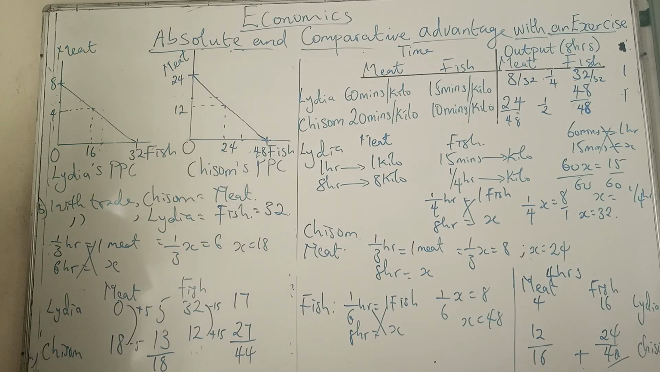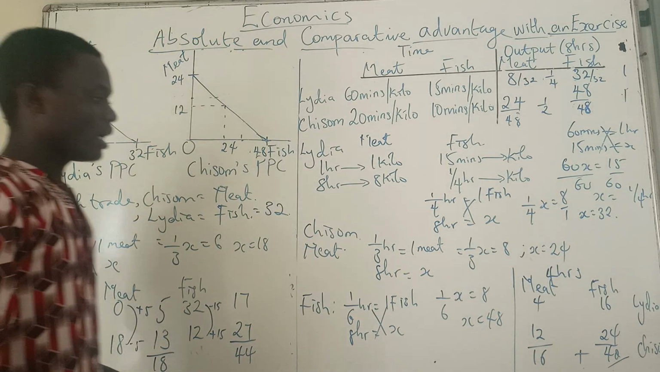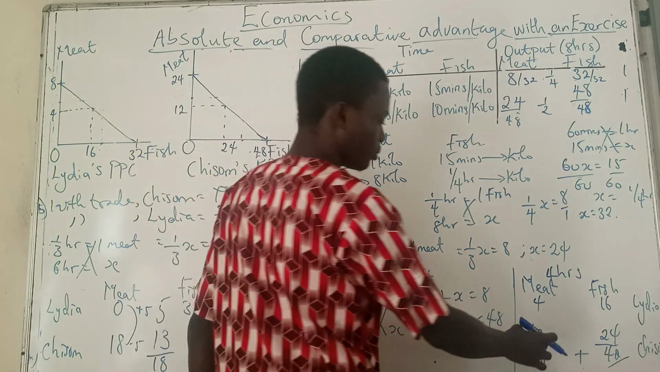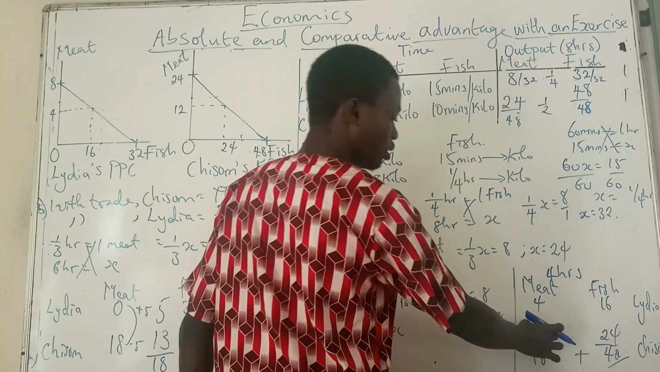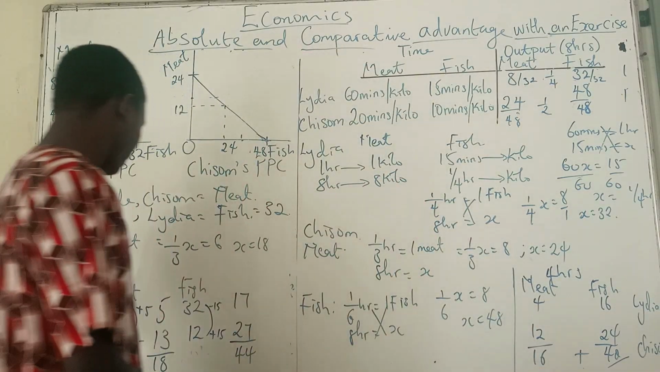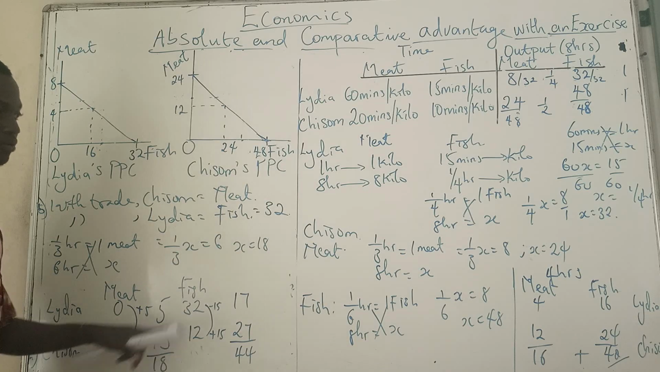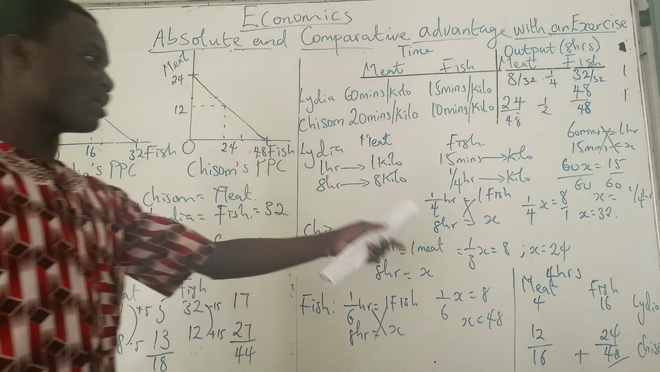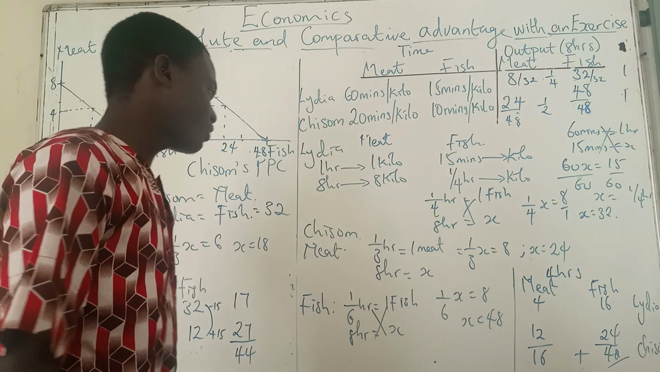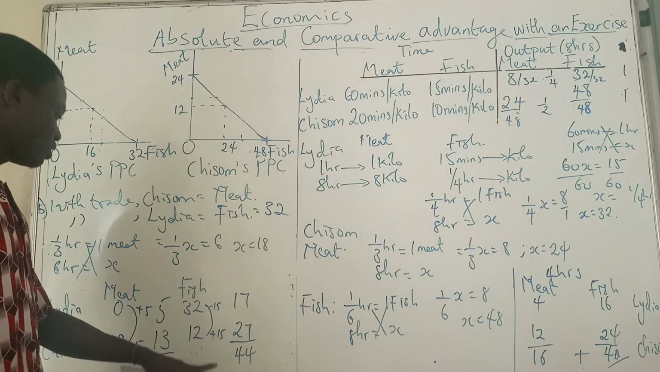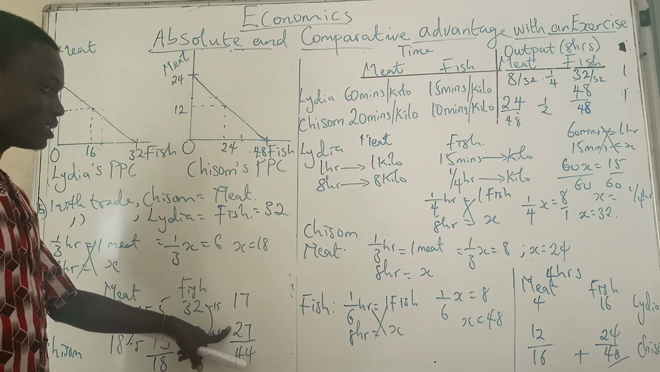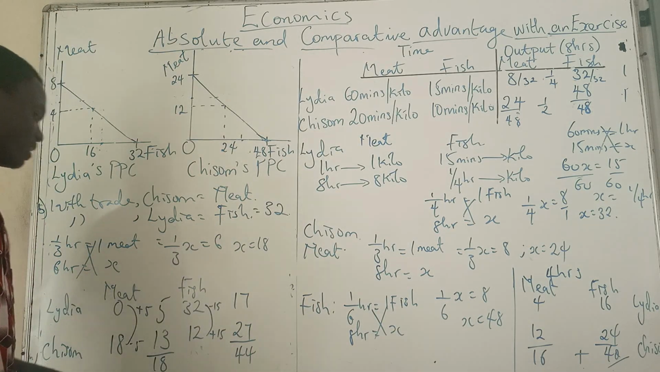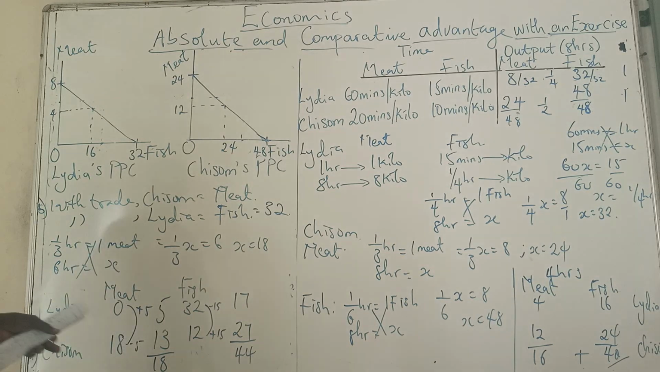Let us check for Chisom. Before trading, Chisom was only able to produce and consume 12 kilo of meat, but now we have 13 kilo of meat, so 13 is better than 12. And she was able to produce and consume 24 kilo of fish over there, but with trade now, she is able to consume 27 kilo of fish. So trade is making her better. Trade is making the two of them better than when they weren't trading.